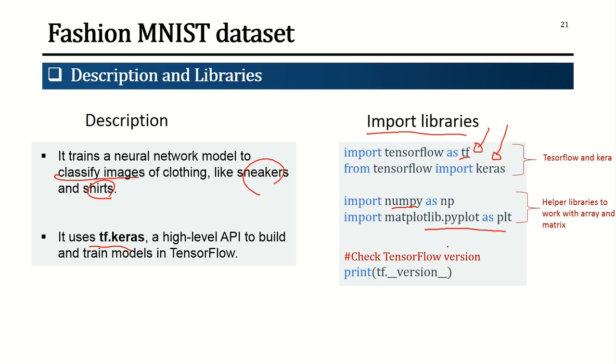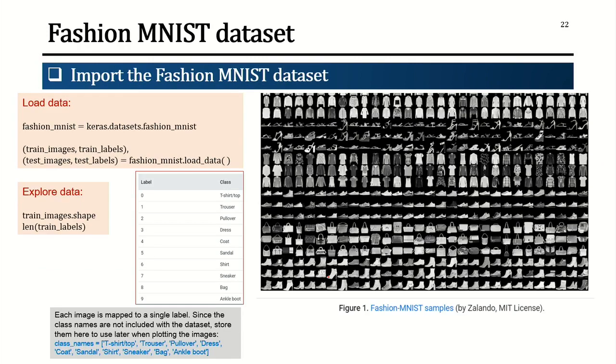In case you want to check the current version of your TensorFlow, you can use this basic command, tf.__version__, to show the current version of TensorFlow that you are using. And how we can import the Fashion MNIST dataset. To load the data, you need to load it via Keras: keras.datasets.fashion_mnist. From this function, it will return you a dataset.